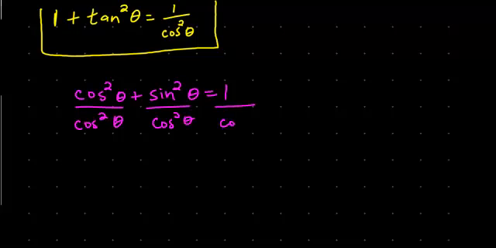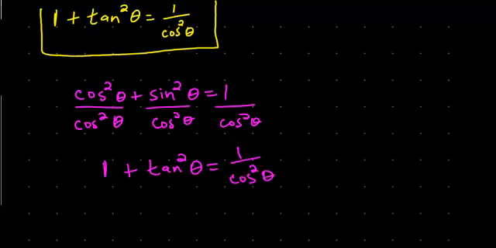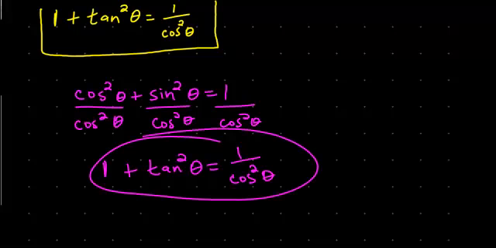And this immediately gives us the identity: cosine squared divided by cosine squared is 1, plus sine squared divided by cosine squared is tangent squared. Gives us another very important identity here, that 1 plus tangent squared equals 1 over cosine squared theta. So that does it. Very simple to get that identity. Let's move on to the next one.